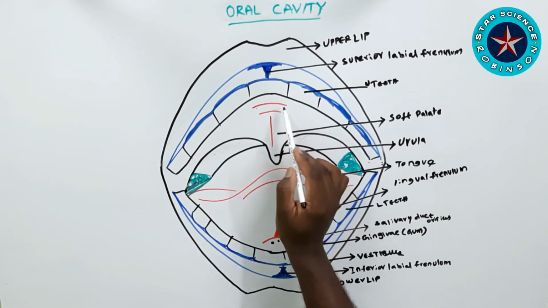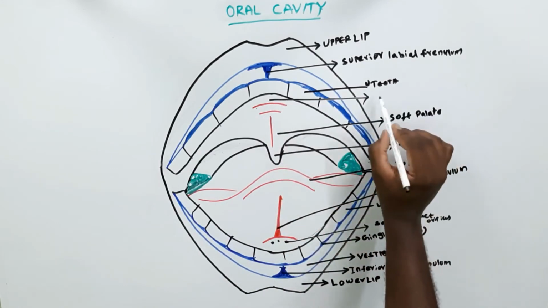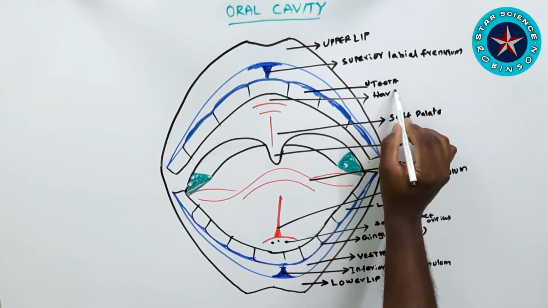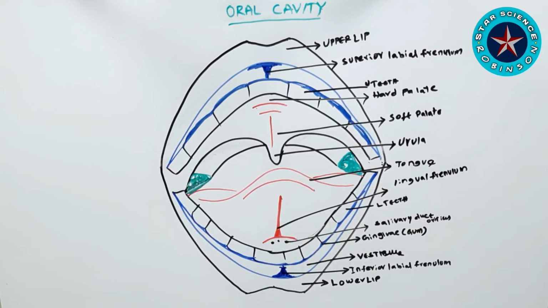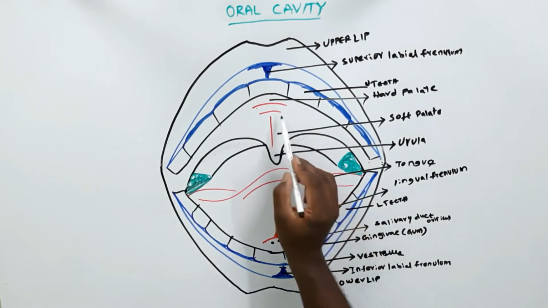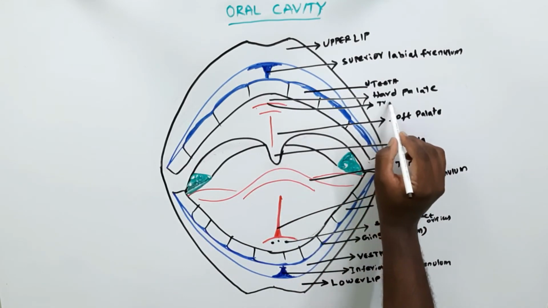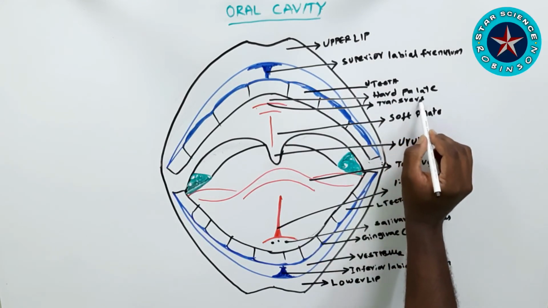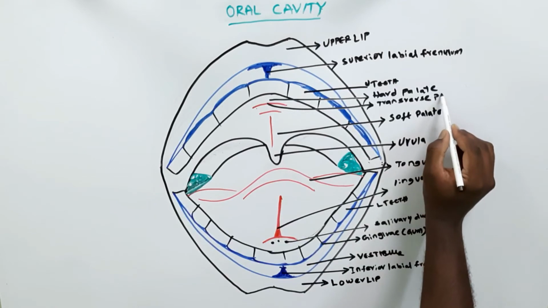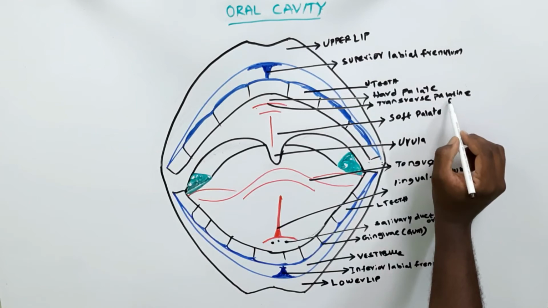And next we'll move on to the anterior part of our oral cavity. That is called the hard palate. So the hard palate is present in the anterior portion of our oral cavity. Next, if you see, I have drawn certain lines, which are called transverse palatine folds. We can see in the hard palate certain transverse folds, which are called transverse palatine folds.